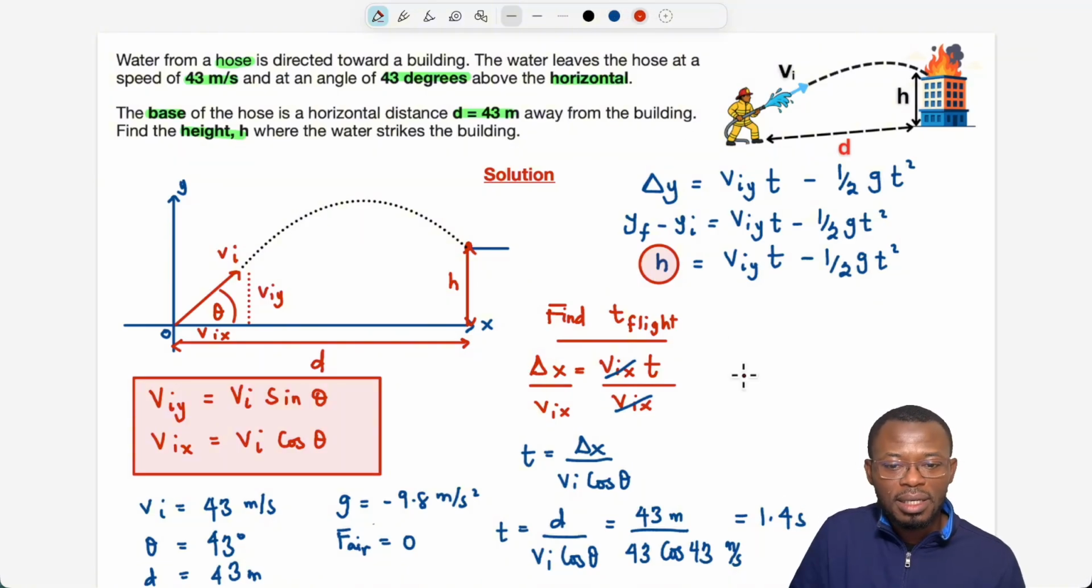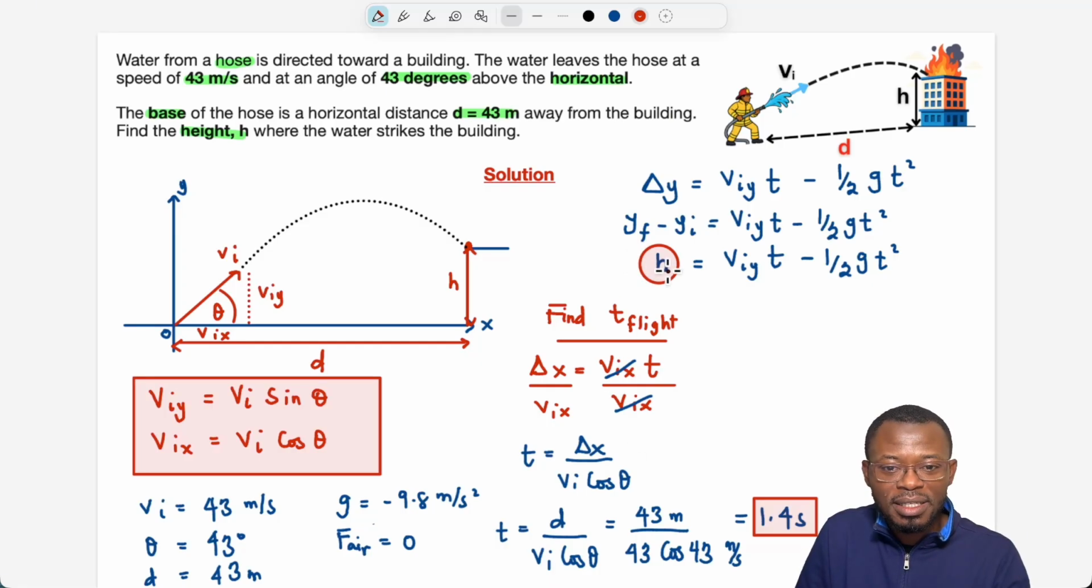So it's going to take the water 1.4 seconds to travel that horizontal distance d, and at that same time is the height where the water strikes the building. You see how neat that is? The time is an important factor that connects the two components of the motion together. If you need that information for either of those components, you can use the information you have from one to solve the other. All right, so now we found the time to be 1.4 seconds.